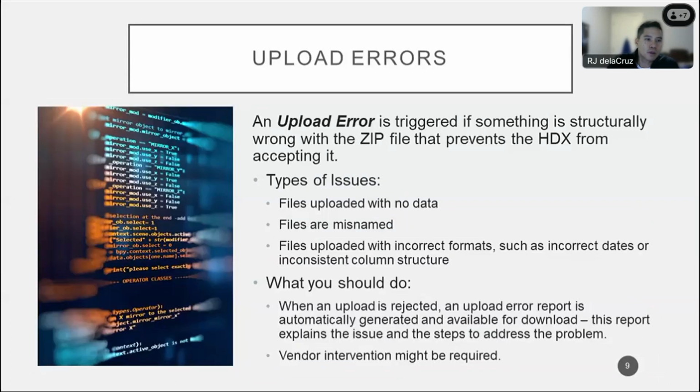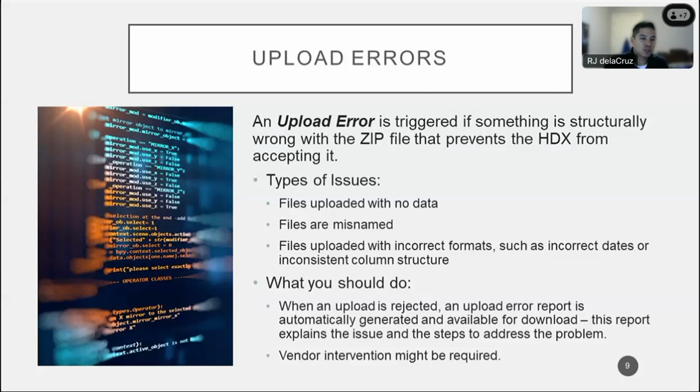Okay, so you're trying to upload your official review file. The first hurdle to get past is you may get an upload error as you try to upload your file. If you get an upload error, that means there's something structurally wrong with the zip file, and the HDX just can't accept it at all. So here are some of those issues. It could be that one or more of the CSV files has no data, or maybe some of the files are misnamed. There could be incorrect formats, things that it's reading as dates but they're coming in as numbers, or vice versa.